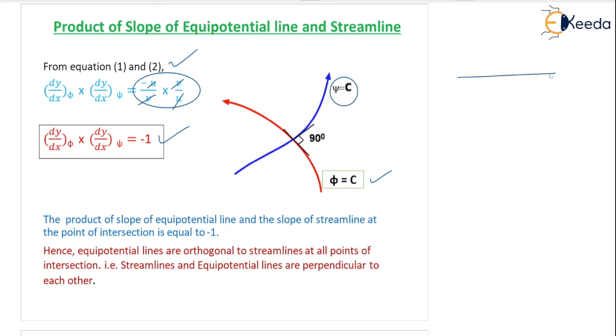For example, I have drawn three constant psi lines. This is psi 1 equal to constant, this is psi 2, psi 3, three lines. Then how to draw the potential lines? Potential lines will be perpendicular lines, and the angle between the two lines will be 90 degrees. At each point of intersection, the angle should be 90 degrees. These are 5 lines, phi 1, phi 2, phi 3.